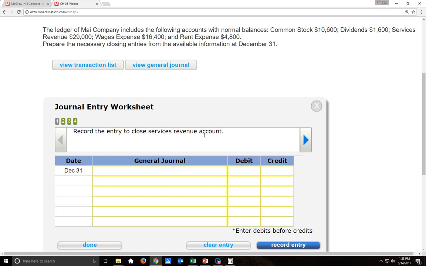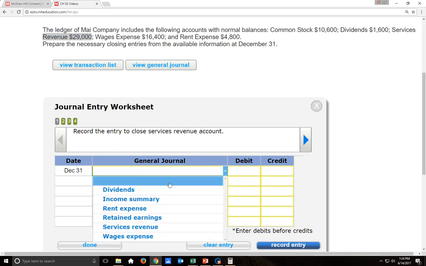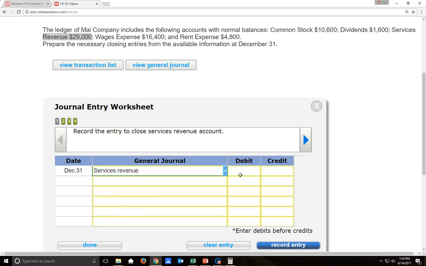So revenues have a normal ending credit balance. To get rid of that service revenue account that has an ending credit balance of 29,000, they don't tell us this, but we should know by now that revenues have normal right side balances or ending credit balances. So we want to make that 29,000 credit balance go away. So how do we make it go away? Well, we're going to give it a debit. So we're going to debit service revenue for 29,000. So that's our first entry. We're going to debit service revenue for 29,000.